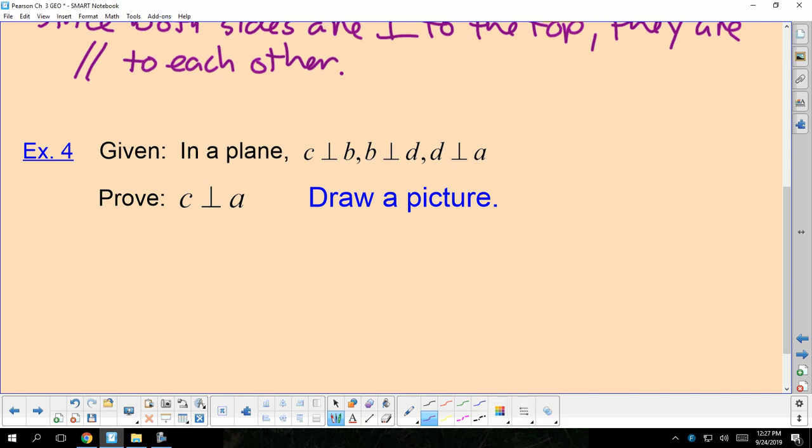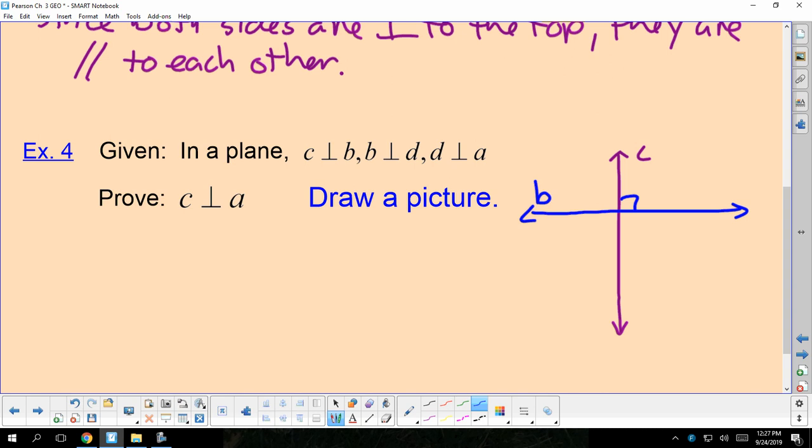All right, so a proof. The key to these type of proofs is to draw a picture. So let's draw a picture and see what we have here. All right, so in a plane, C is perpendicular to B. So I'm just going to draw C right here. And then I'm going to draw B. It doesn't really matter where we are, right, or how you draw it. I'm going to draw those and mark our givens.